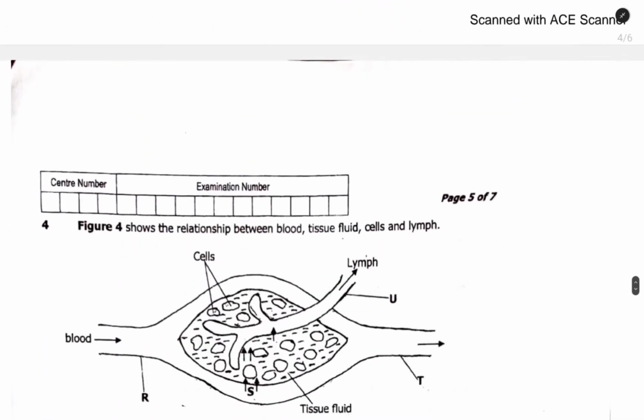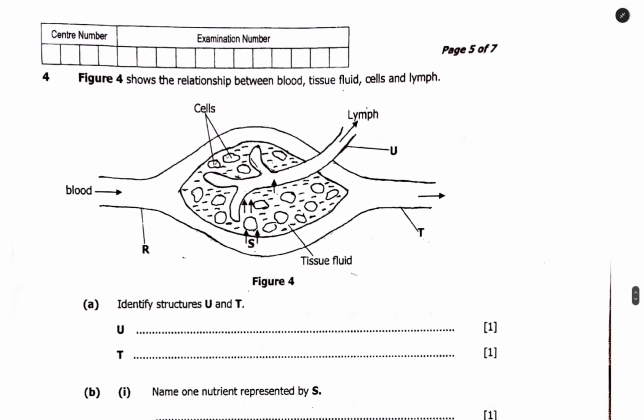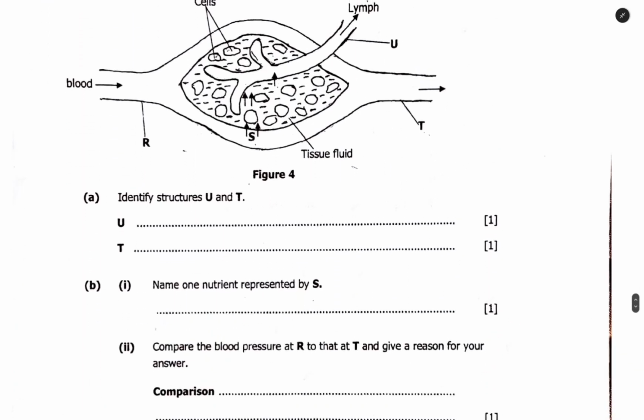Okay, up to question 4. So figure 4 shows the relationship between blood, tissue fluid, cells, and lymph. Okay. What is the first question? Identify U and T. So U is right here, which is the lymphatic.